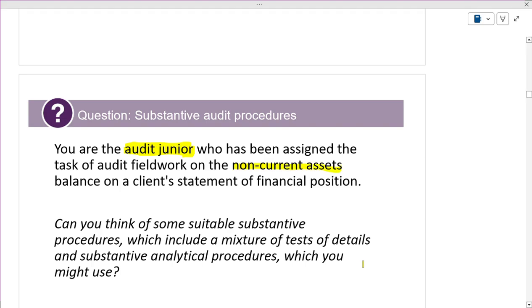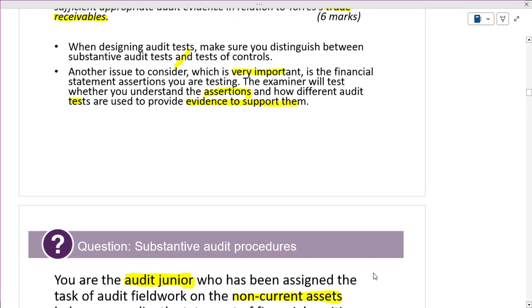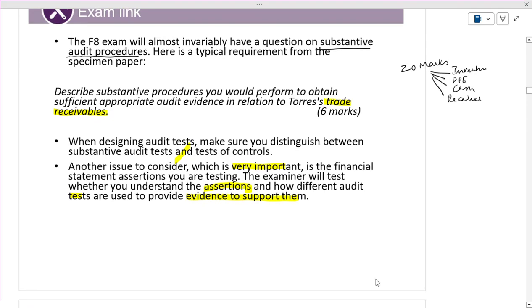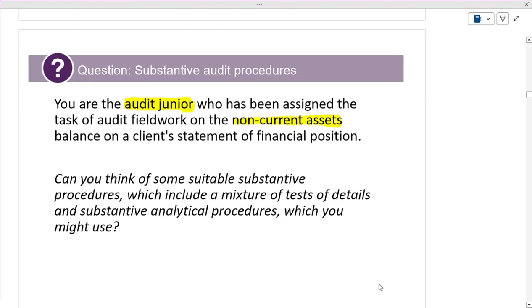We have to do non-current assets. Here they have mentioned we'll do this. They have mentioned the trade receivables. You have the non-current assets of the client's financial statement. Can you think of some suitable substantive procedures which are a mixture of tests of details and substantive analytical procedures which you are going to use?